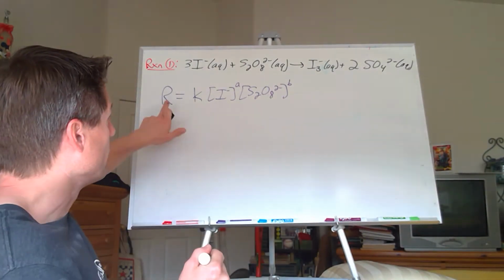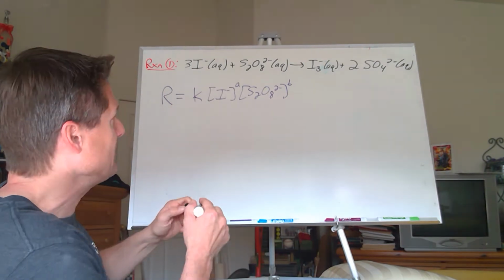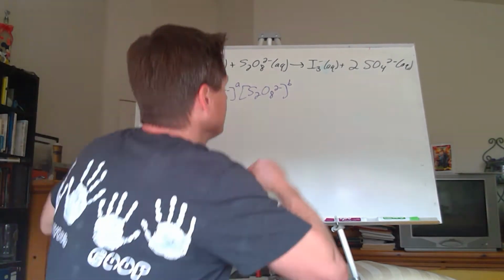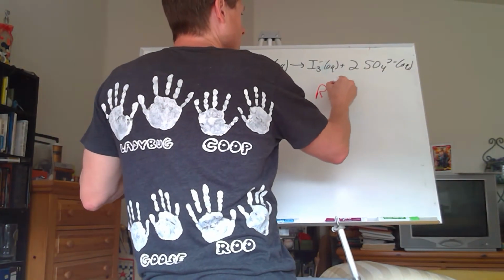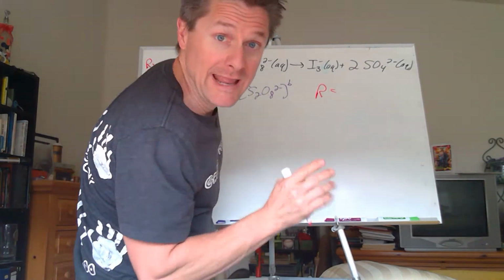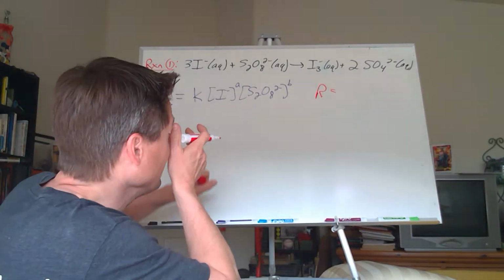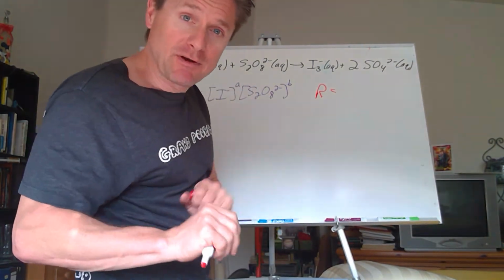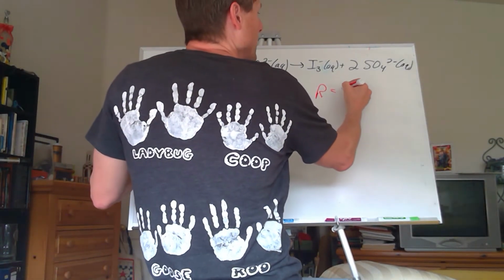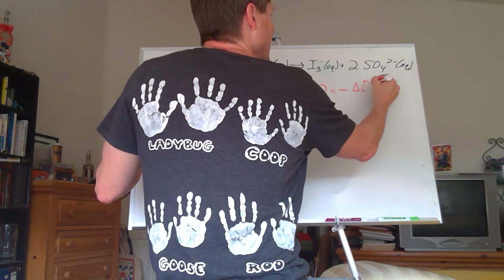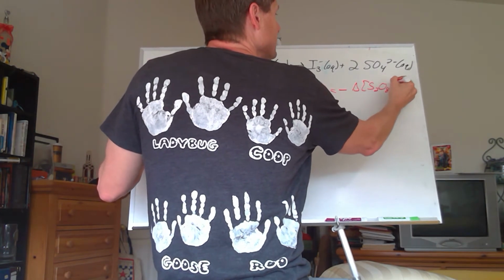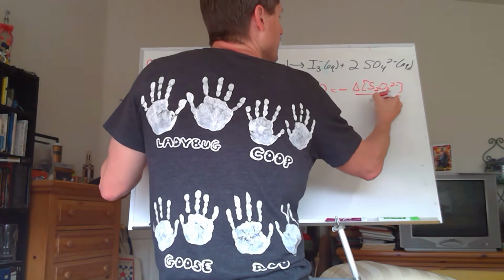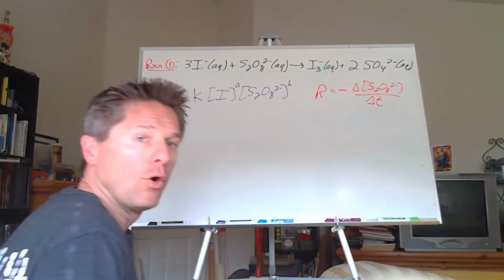Now remember, rate we can do with any species in there. So I'm going to write the rate as the loss. Remember, reactants are negative, products are positive, and it's 1 over the coefficient. Since the I minus is constant, I'm going to focus on the S2O8. So that will be the negative of the change in the S2O8 2 minus over the change in time.